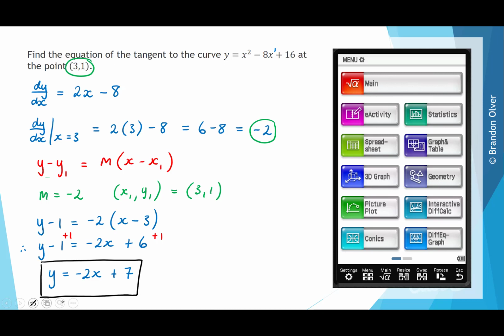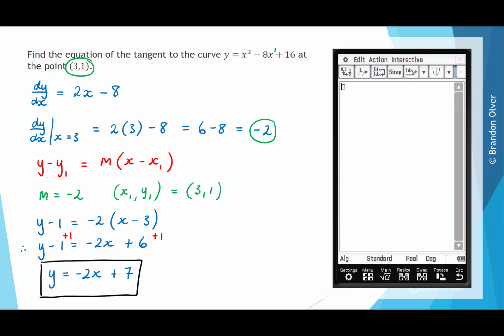Next, we'll use the calculator to find the same result, and we'll also have a look at what this means graphically. On the CAS calculator, go into the main menu. Next, what we want to do is type in the equation of the curve, which was x to the power of 2 minus 8x plus 16.